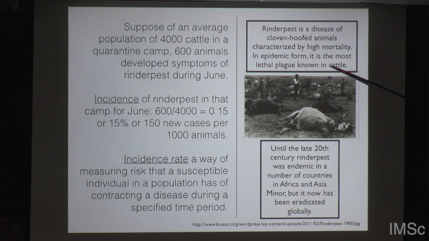So this is a little bit about Rinderpest, and you may not have heard this word. That's because this is a disease that no longer exists, and that's unusual. It's a disease of cloven-hoofed animals, for example, like cattle. It's characterized by high mortality. Invariably, you die. And in epidemic form, it's the most lethal plague known in cattle. Until the late 20th century, that is 1900 and so on, it was endemic in a number of countries in Africa and Asia Minor, but now it has been eradicated globally.